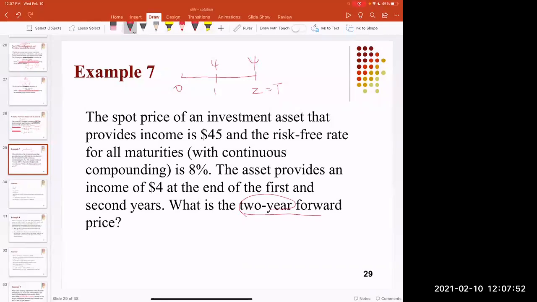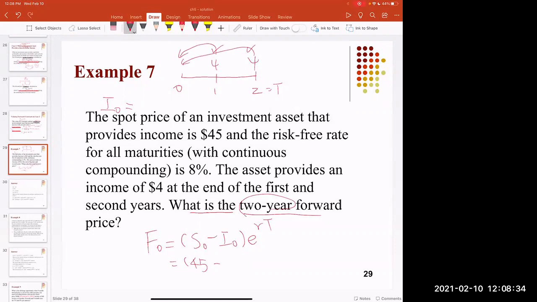Question: what is the 2-year forward price? This asks you to calculate the forward price at time 0. To calculate that, we do S0 minus I0, and then compound over T, right? S0 we know is 45, but what is I0? We need to calculate I0. We have 2 investment incomes, so we discount these 2 back to time 0 and add them together.